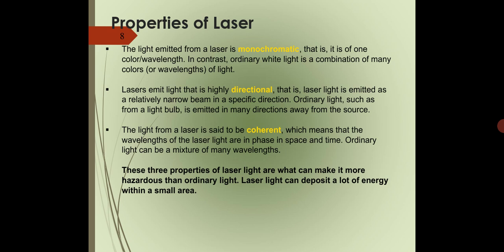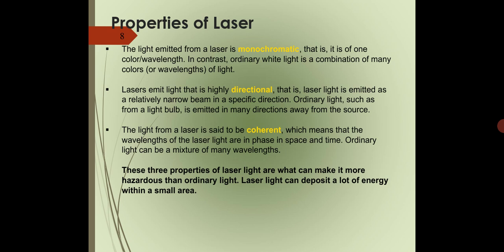Now, what do you mean by monochromatic? Mono means one and chromatic means wavelength. It has only one wavelength. But if we compare with other sources of light, they have many wavelengths in one light source. But in a laser, we have only one wavelength. That's why it is monochromatic.